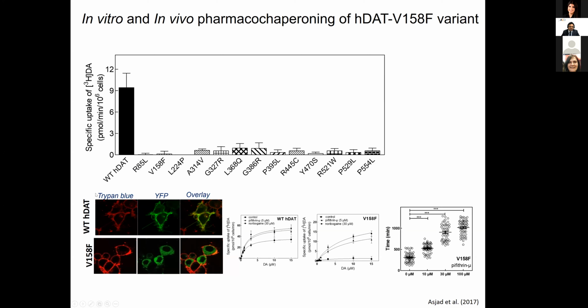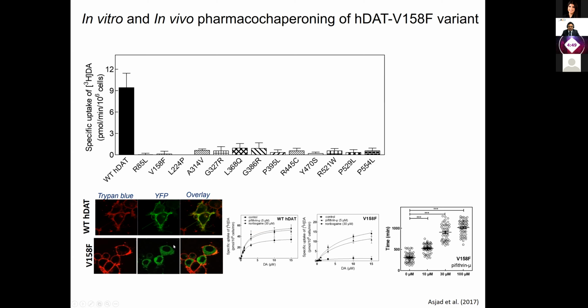And if you see, these are the HEK cells, and these are confocal images of the HEK cells. So basically, trypan blue delineates the plasma membrane, and in the YFP channel, you see the protein. When the cells are transiently transfected with the human DAT, it nicely reaches the surface. That's the end goal. And in the case of the mutant, it stays quite retained in the ER.